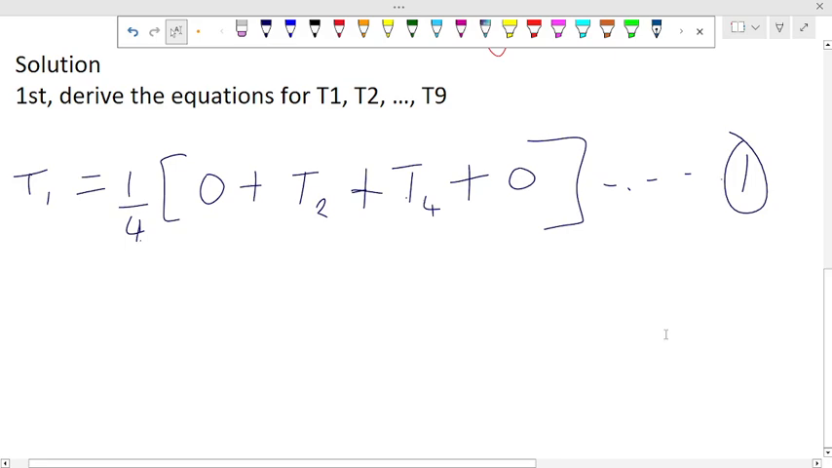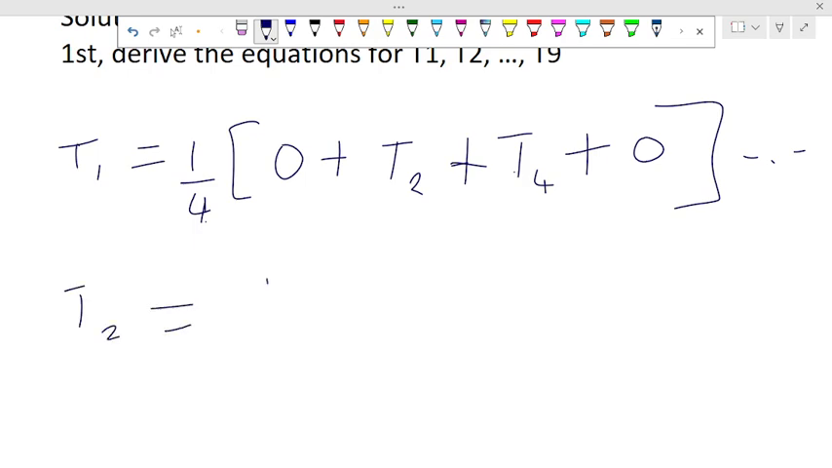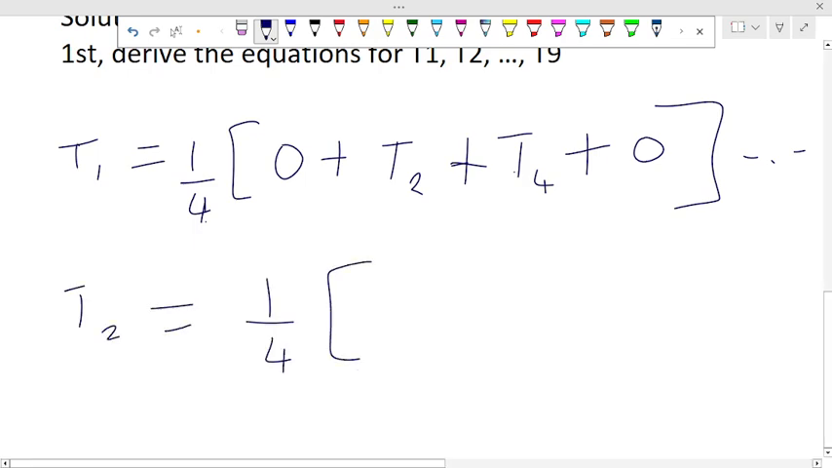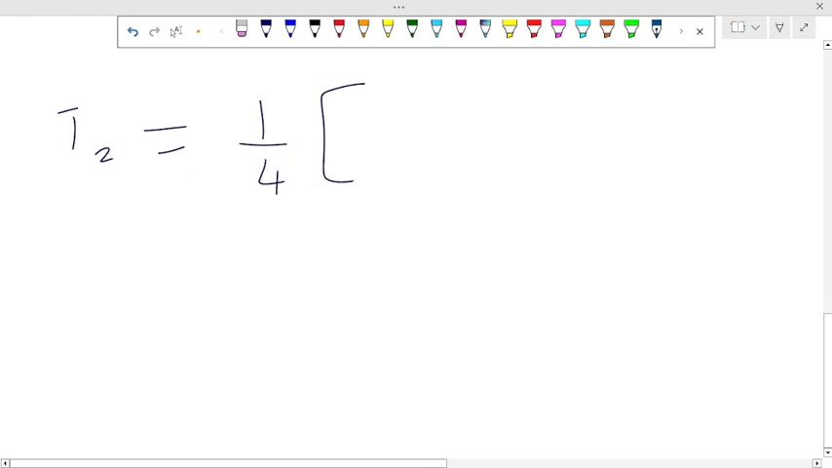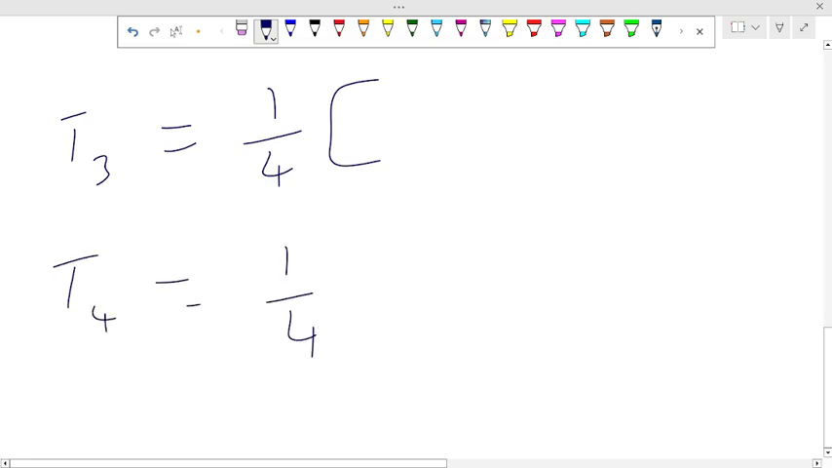Let's go for T2. Now we know the 1 over 4 has to be there. T2. Let me just write T3 and T4. T3. I think I will stop at T3. So okay, let me add T4. I know you want all of them, but I'm just trying to be fast here. T4.